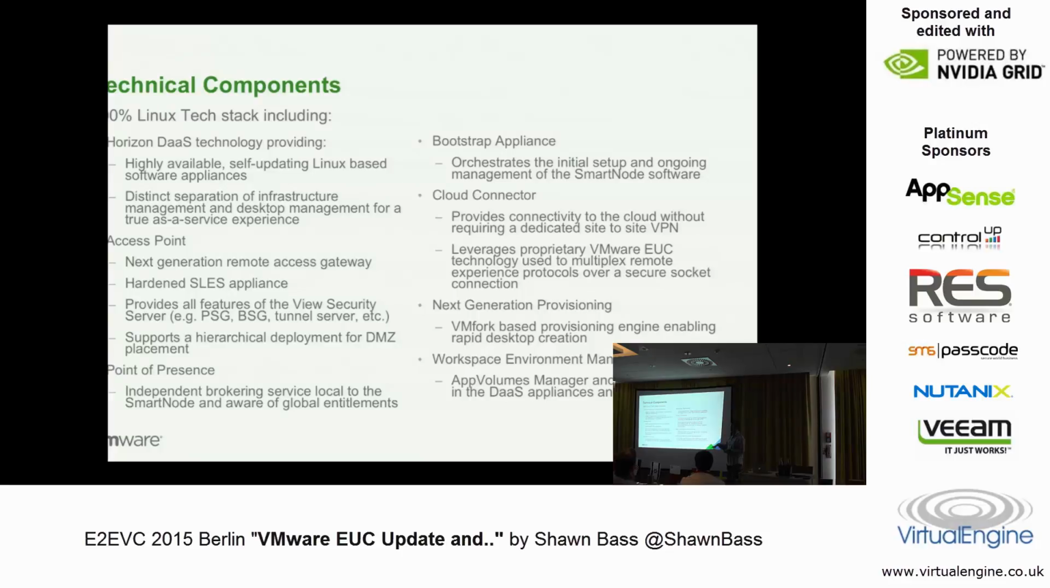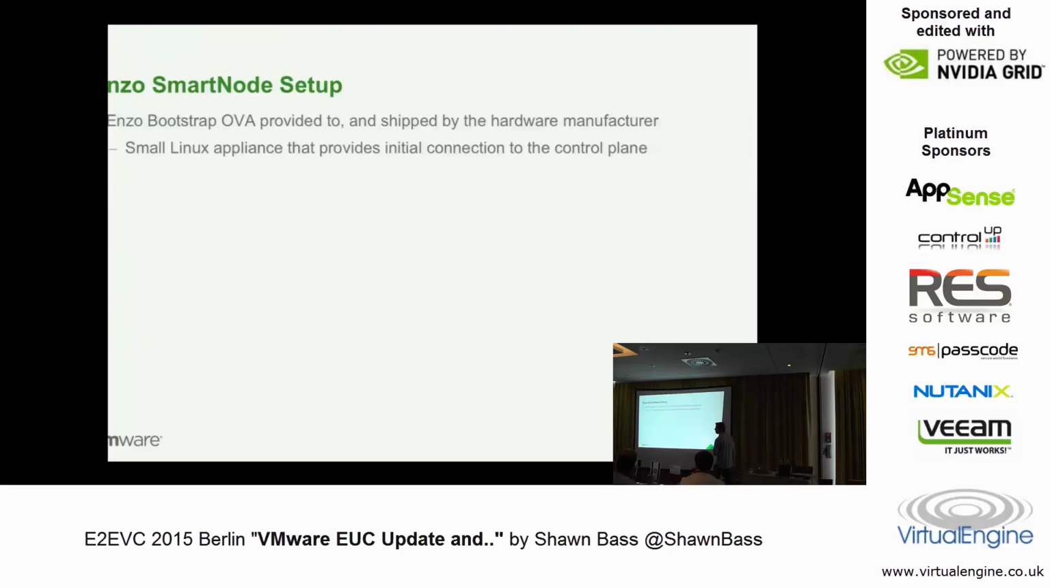When you sign on to the cloud connector, you create your My VMware login, and you log in and say provision me a hybrid cloud management account. When you do that, it will talk to the smart nodes that are on-prem and smart nodes in the cloud, and it'll pre-configure the environment for you. And then as I mentioned, VM Fork, App Volumes Manager, and the UEM components are pre-built into the DAS platform, so you don't have to set those up as separate installations. It's all handled automatically.